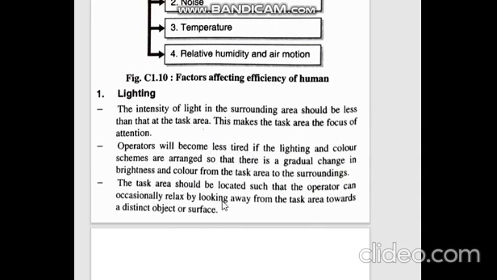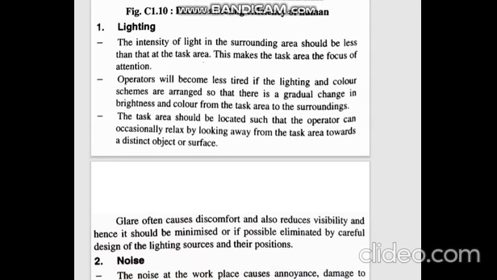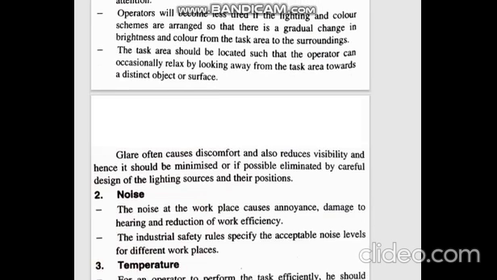The task area should be located such that the operator can occasionally relax by looking away from the task area toward a distant object or surface. So it should be located in such a way that he is also able to see something for occasional relaxation. Especially some people, like those assembling watches, are intensely working on minute parts. Those people should occasionally be permitted to relax themselves by looking away.